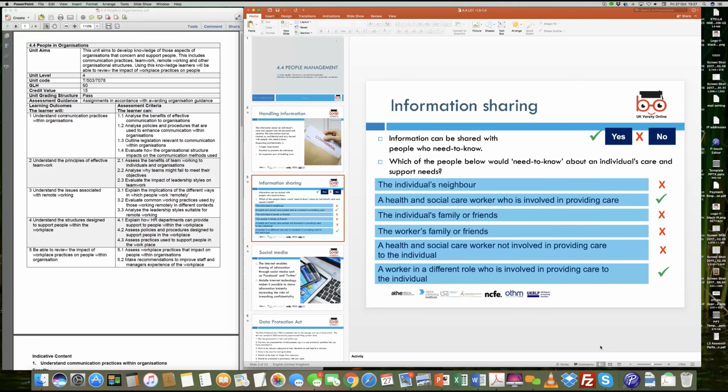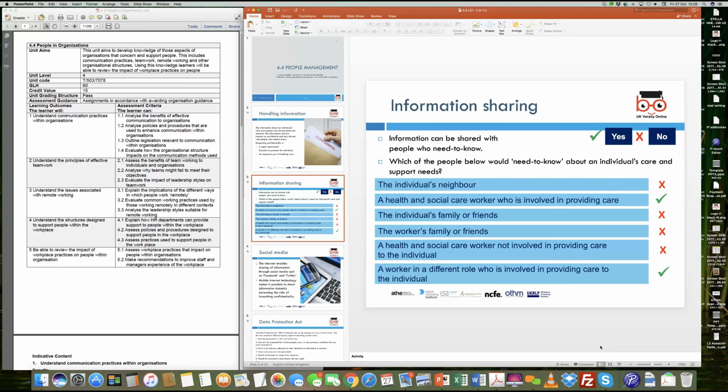Okay. So there are some questions which have been put on the slide. For example, which of these people below do you think would need to know information about individuals' care and support needs? So the first question is, without looking at the check boxes, do you think your neighbor would need to know your requirements for, say, health and social care or your medical care?